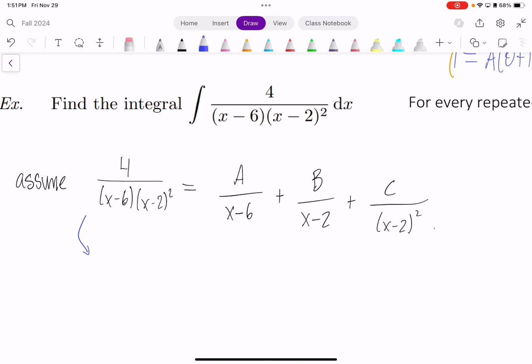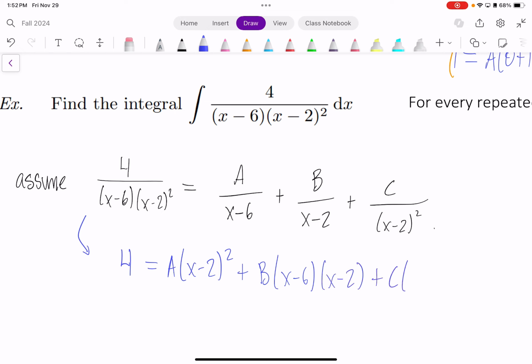So let's multiply both sides by the denominator. So we'll have 4 is equal to a times x minus 2 squared plus b times x minus 6 times x minus 2 plus c times x minus 6.